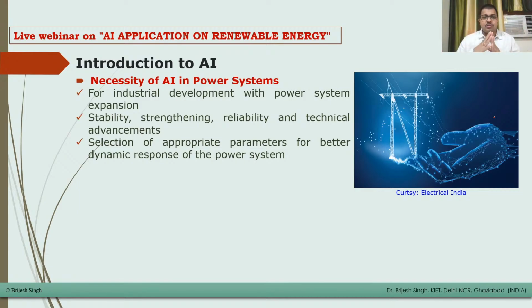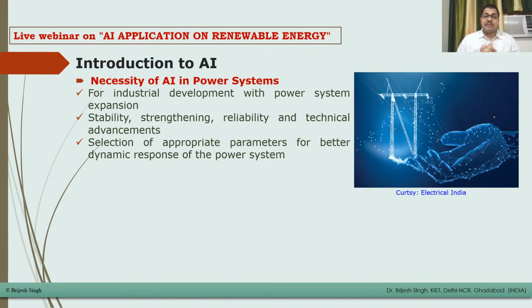So what is the major issue of any power system network? Stability, strengthening, and reliability are the major factors, and the second thing is which technical advancements are required in the power sector. If you are talking about these parameters, stability, strengthening, reliability, and technical advancement, we need to optimize the network parameters, optimize the power system parameters, and optimally control the different variables in the power system on the basis of these 4 points. So that's why AI is needed.